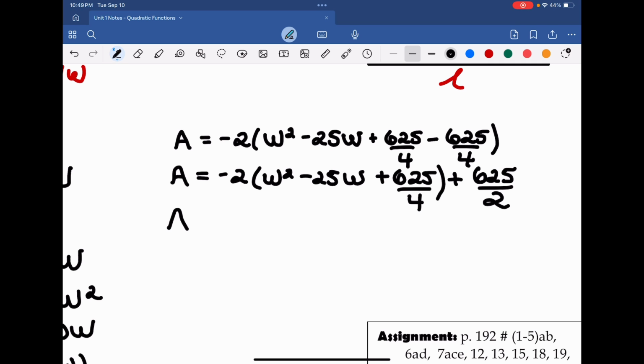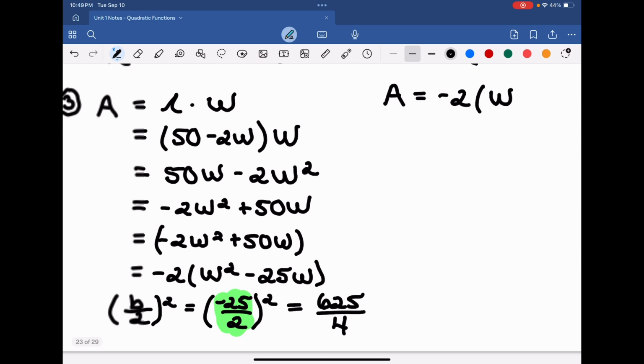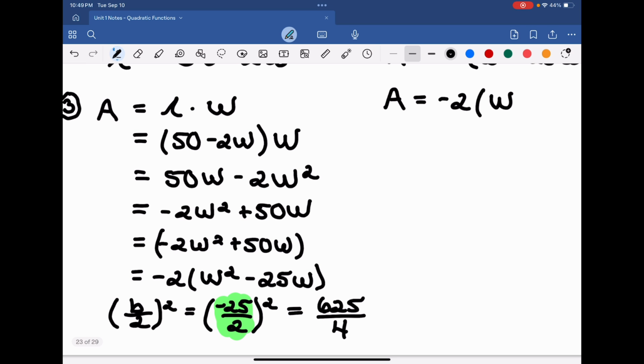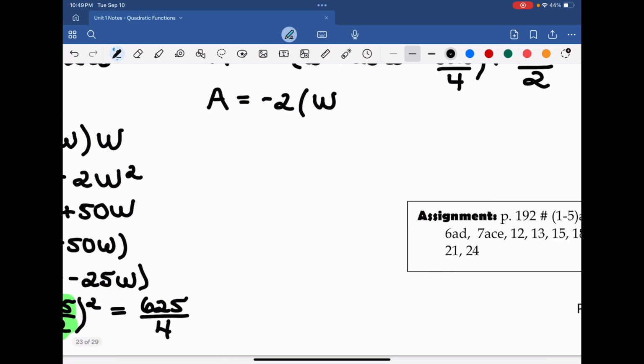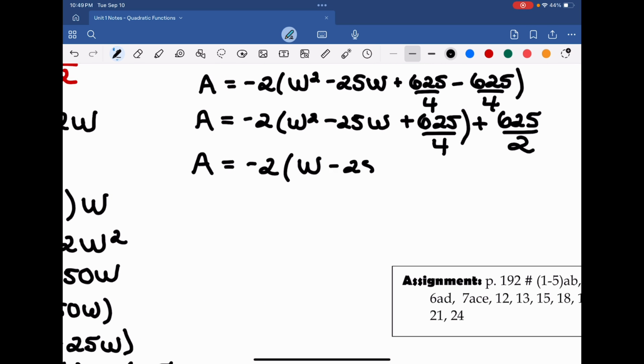Excellent. Now we want to summarize this as the following. A is equal to -2. In the bracket, it's going to be w. We go back to our b divided by 2 squared term, which was -25 over 2. I'm going to plug that in here as -25 divided by 2, square all of this. And then on the outside, it was 625 divided by 2.